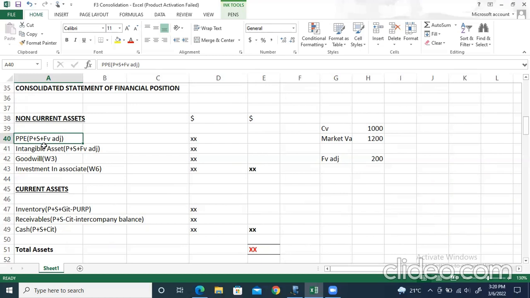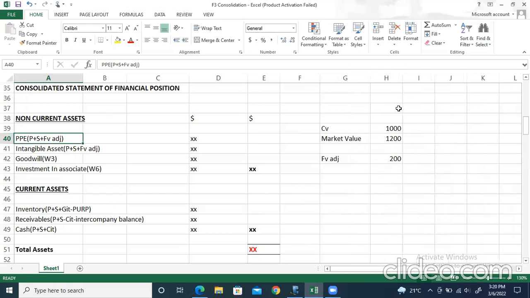Line by line means that we take the parent's figure, then we take the subsidiary's figure, and we add them together, right? But actually that's not enough. There may be some more things as well over here. Like there is one more thing, you can see fair value adjustment. So what is actually fair value adjustment? Let's take a look from here. Here is a short example.